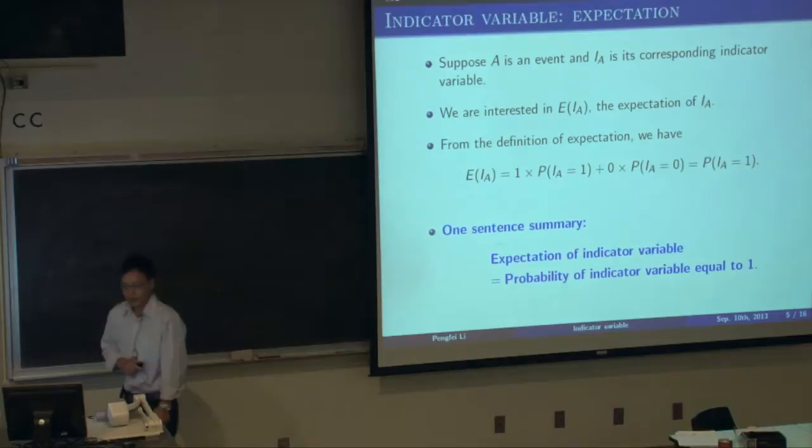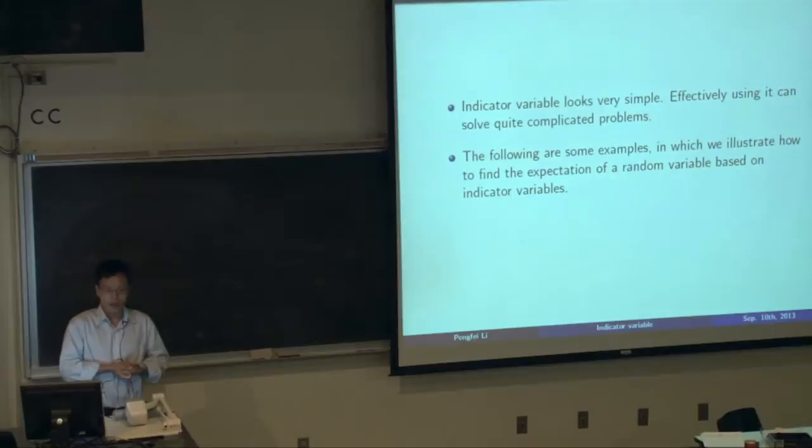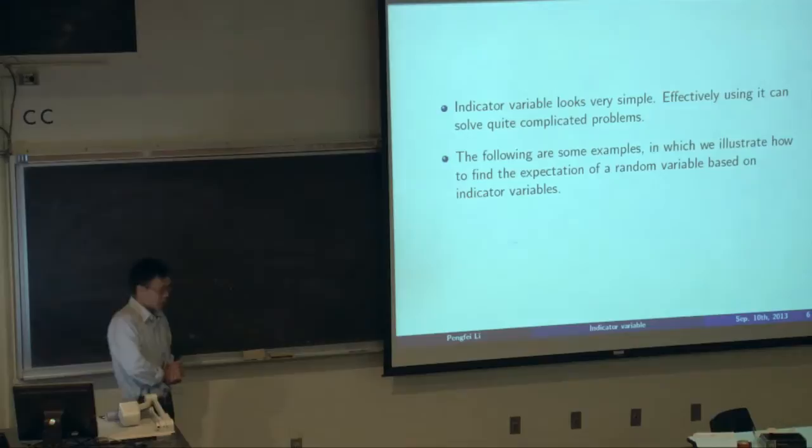Now I move to one particular application of the indicator variable in statistics. I would like to give one comment here: the indicator variable looks very, very simple. It only has two values. The expectation of an indicator variable is just the probability of the indicator variable equal to 1. But if we know how to use it effectively, it will be very, very helpful. In the following, I will give some examples to illustrate how to find the expectation of a random variable based on indicator variables.